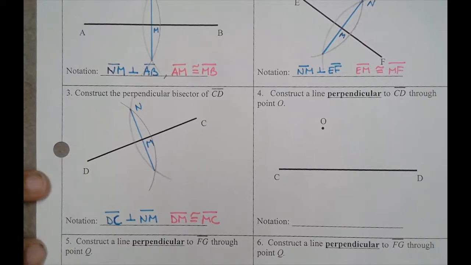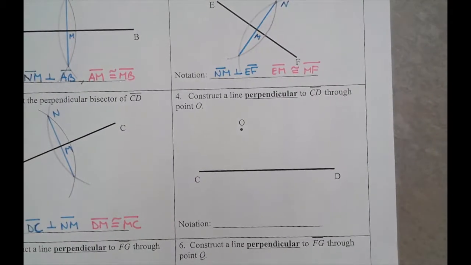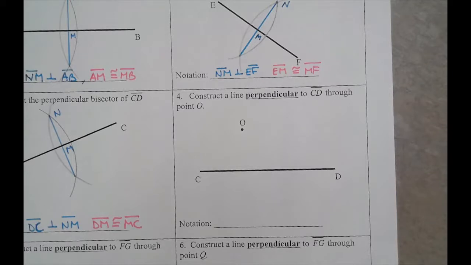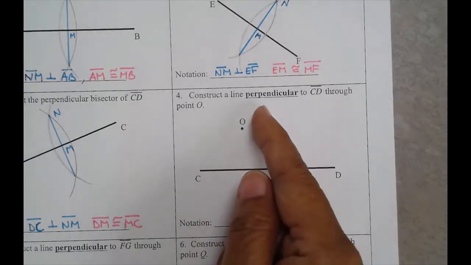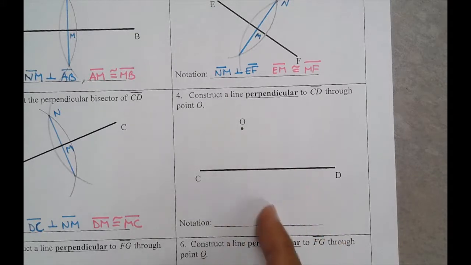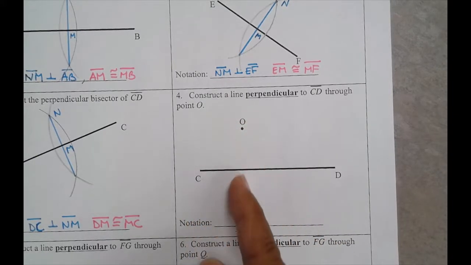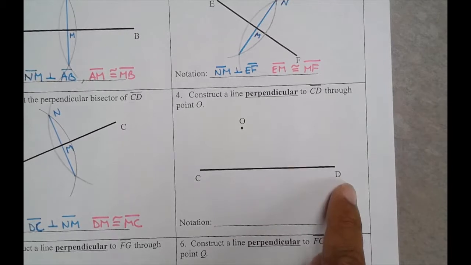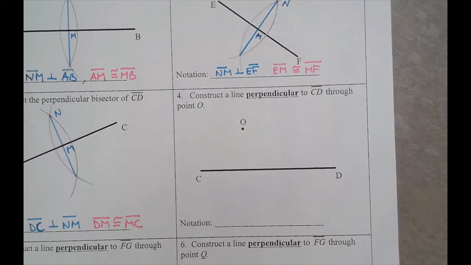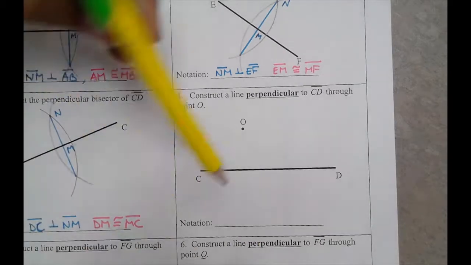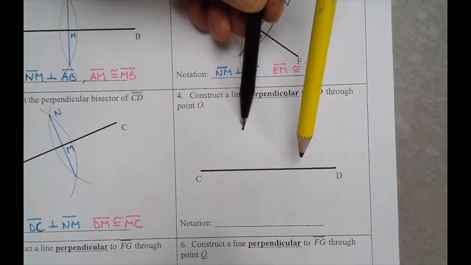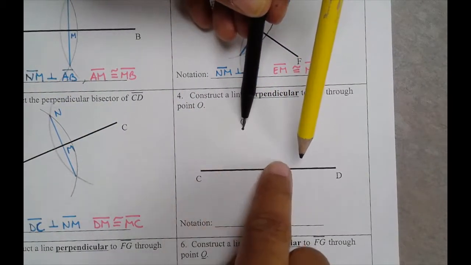All right, the next one that we're going to do is what's called a perpendicular line through CD, and it's through this point O. So it's not a perpendicular bisector. It's not going to split it in half. This is going to be a line that's going to be perpendicular to CD, but from that point O. So what we're going to do is we're going to start with our point on O. And what we're going to do is we're going to draw an arc so that it touches this segment twice.